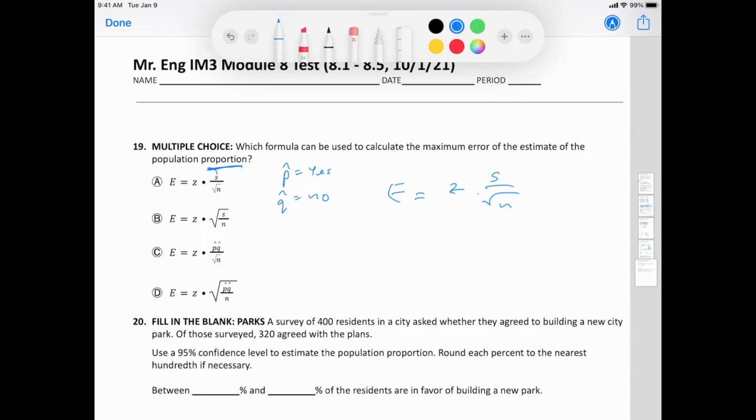What's different about this formula is you have the square root of p hat times q hat over n. If they're both in the same radical, you could just say they're both in the same house, which is choice D.